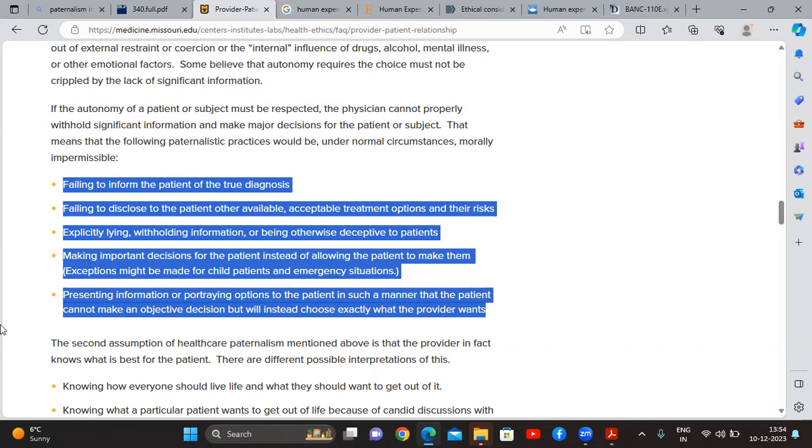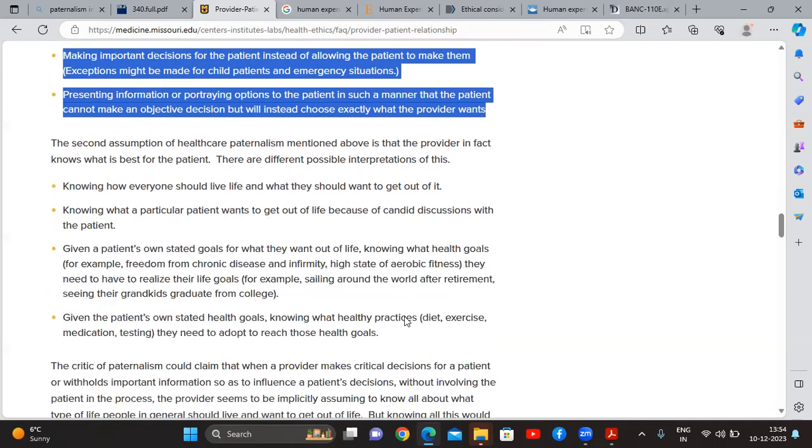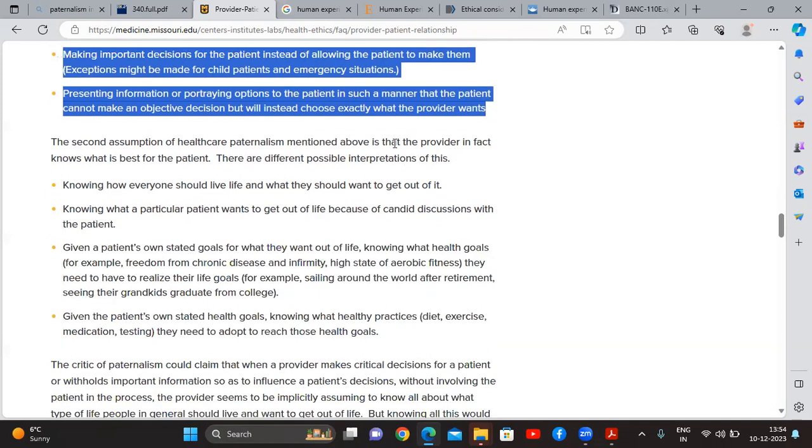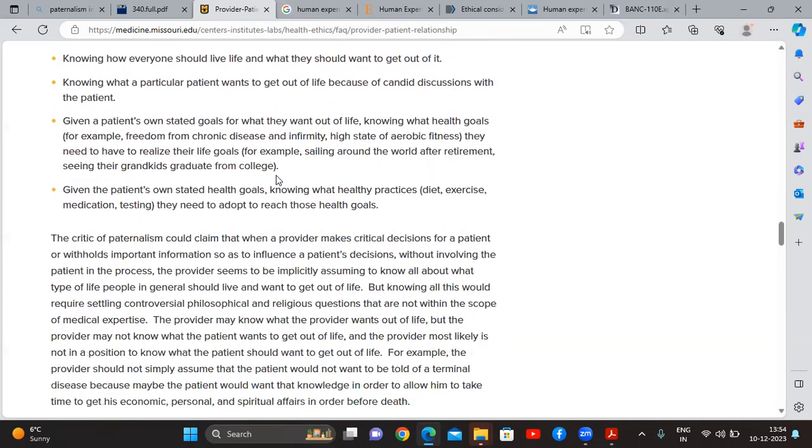So if you're making important decisions for the patient, instead of allowing the patient to make them, this is bad paternalism, arguments against paternalism. And the second assumption of healthcare paternalism mentioned above is that the provider in fact knows what is best for the patient. ये तो हमने पढ़ा. So almost we are done.